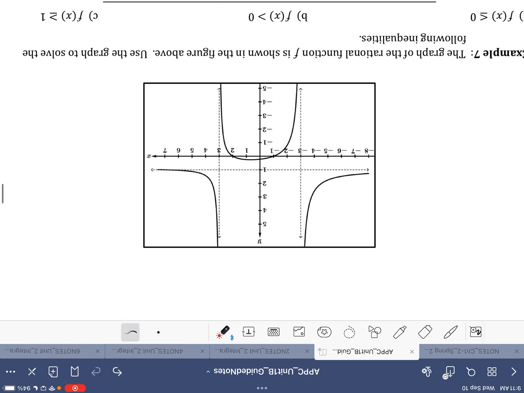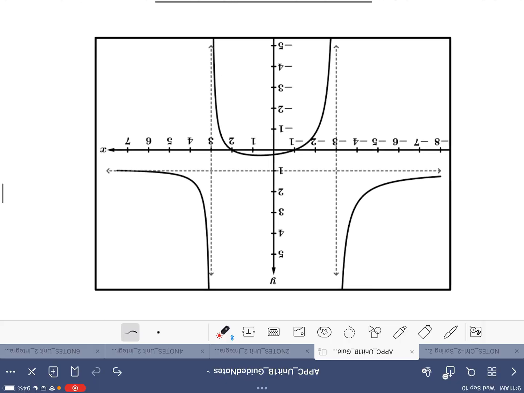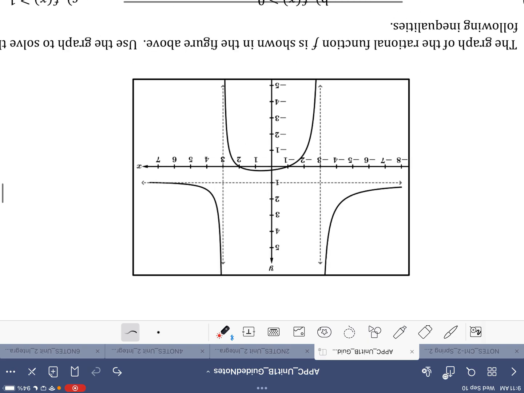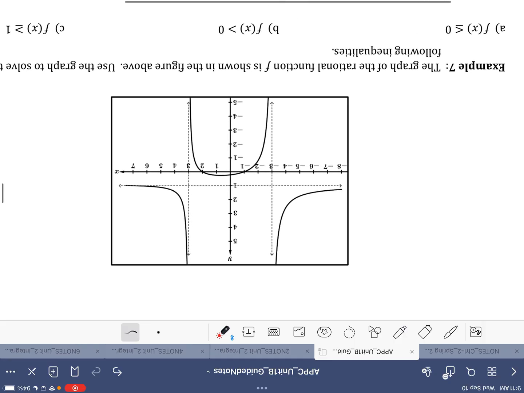I have a graph right here. So if we're looking at, this is a rational function, and it has 2 vertical asymptotes. I think I actually want to do this example first. So first I want to identify the vertical asymptotes. This is example 7 at the bottom of the next page. So I want to identify the vertical asymptotes and the x-intercepts.